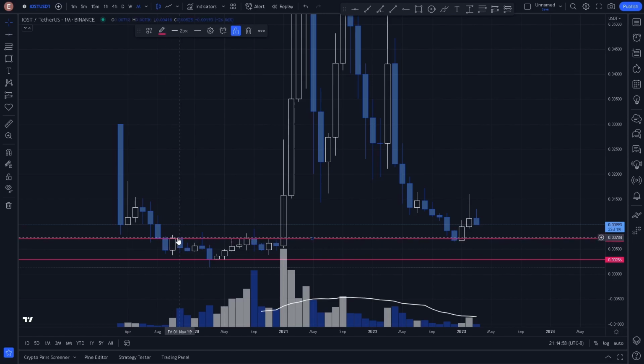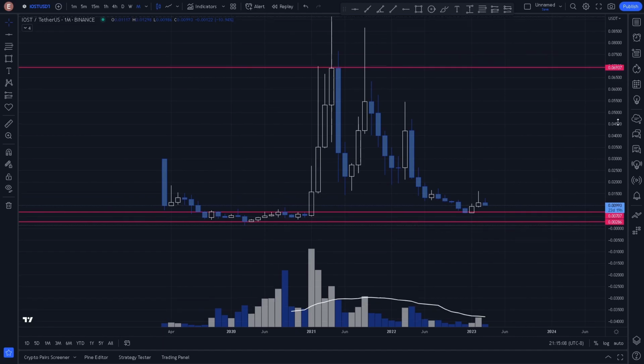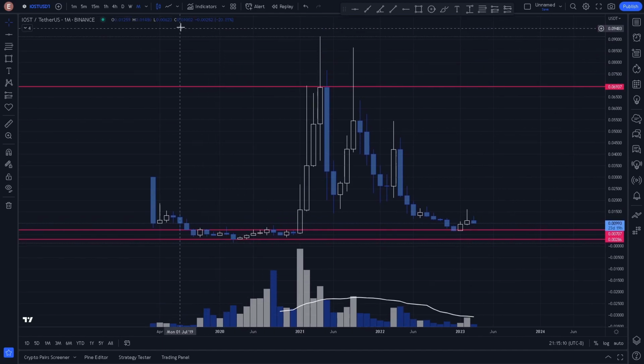Now we also notice a key level right here. We see price reacting as resistance, and over here we see price reacting to the same key level now as support, which is obvious to spot here on the monthly. Now let's go ahead and hop to the weekly.